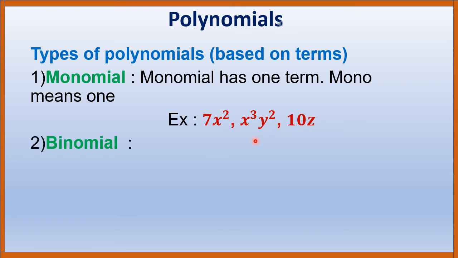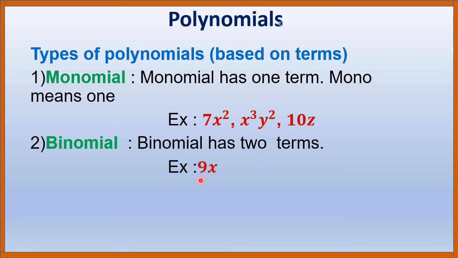Binomial. Binomial has two terms. For example, 9x plus 1, 10x cube minus 7, x raised to 4 plus y square.